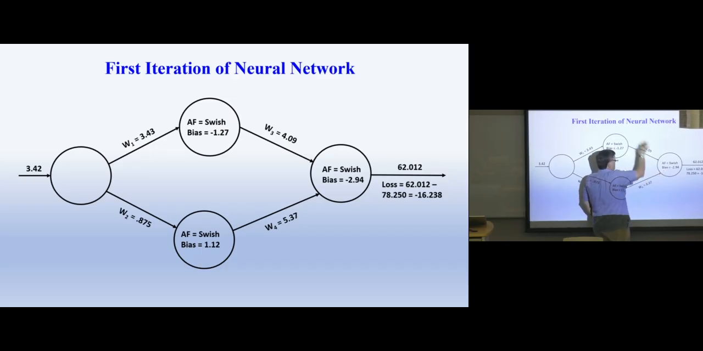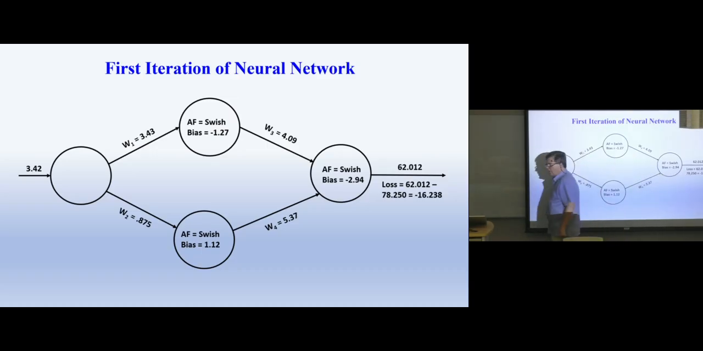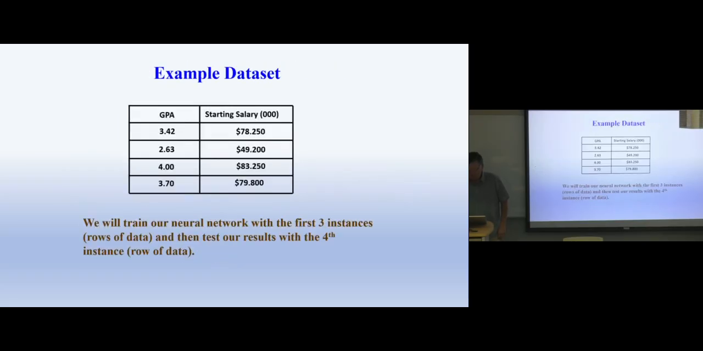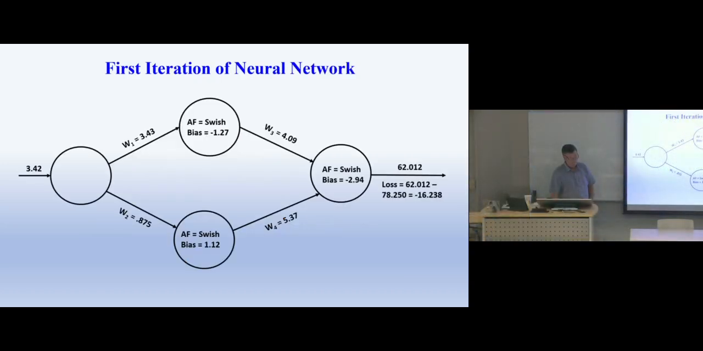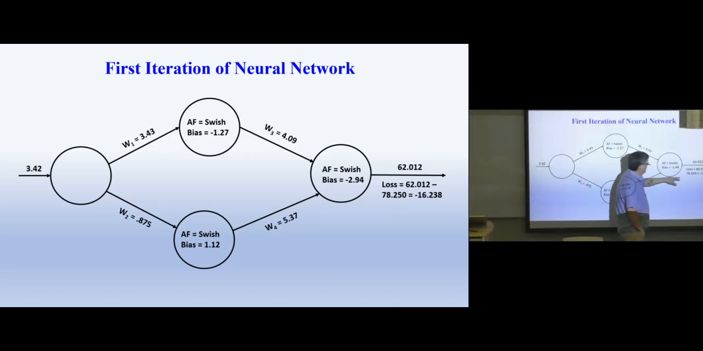Now, if you do these numbers, you get 62.012. What did I expect to get? 78.250, because that's the starting salary of this person, what they noted. So I'm off by minus 16.238. Okay, that is your loss value. This is your loss function.